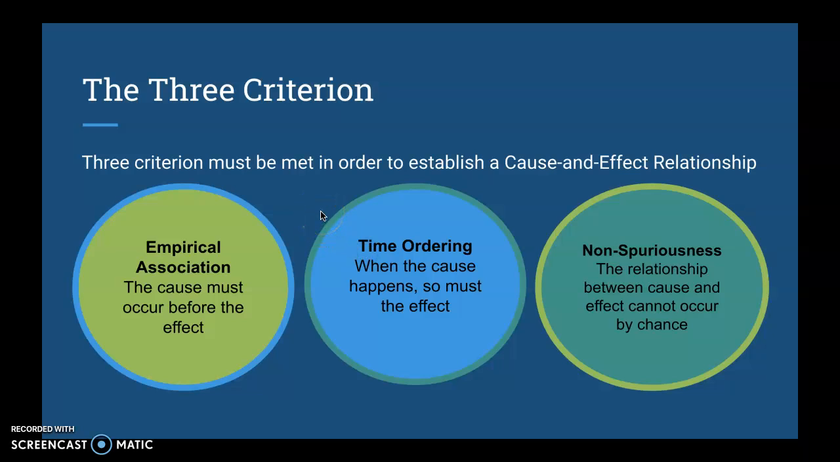Three criteria must be met in order to establish a cause and effect relationship. First, empirical association: the cause must occur before the effect. Second, time ordering: when the cause happens, so must the effect. And then non-spurious: the relationship between cause and effect cannot occur by chance.